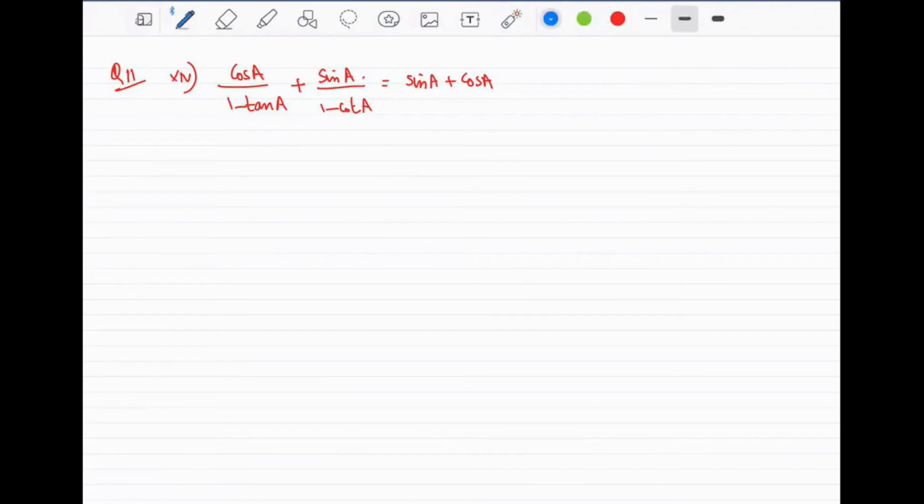The only formulas we are going to use are: tan A is equal to sine A by cos A, and cot A we will use as cos A by sine A.